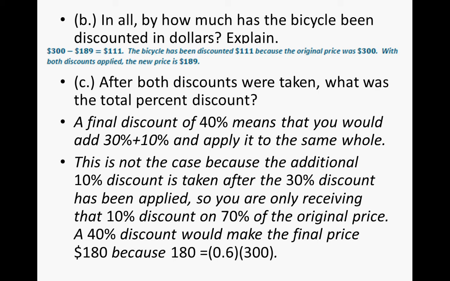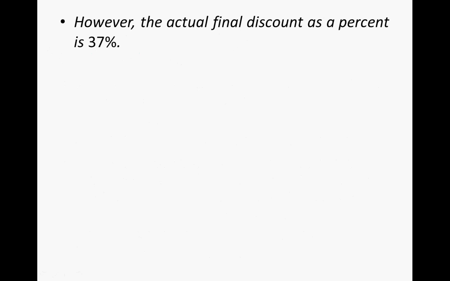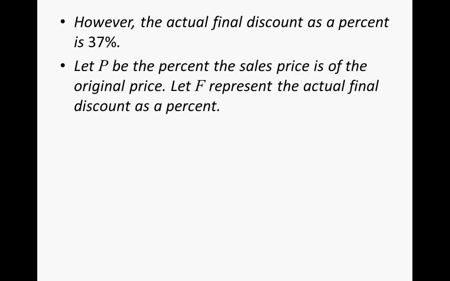That's if you applied 40%. So notice the difference. Our discounted price is $189. If we made it 40%, now it's only $180. However, the actual final discount as a percent is really 37%, not 40%. So let's take a look at that.